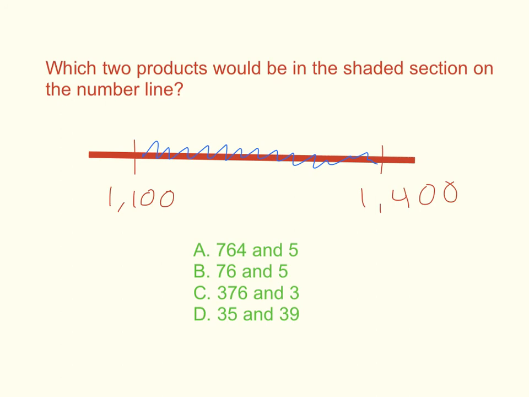Now this time you're going to be looking for 2 answers. So you'll either have A and B, A and C, A and D, B and C, C and D, one of those combinations. So you'll need to solve all 4, figure out which one would fall in between 1,100 and 1,400, and bring that back to school.